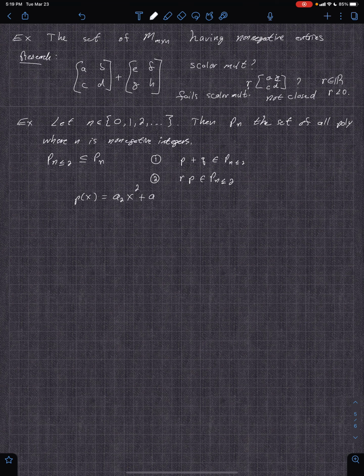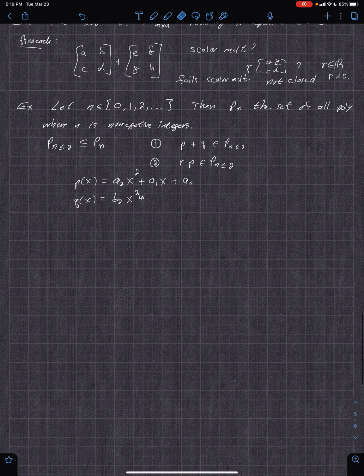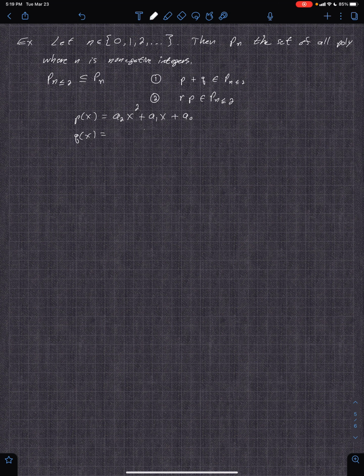A2x squared plus a1x plus a naught, and then you can choose your q to be similar, b2x squared plus b1x plus b naught. And then you can show that this sum in general is going to stay a second degree polynomial or less, regardless of a1, a2, or a naught, what they are. Those can be arbitrary. Okay, so this is yes.